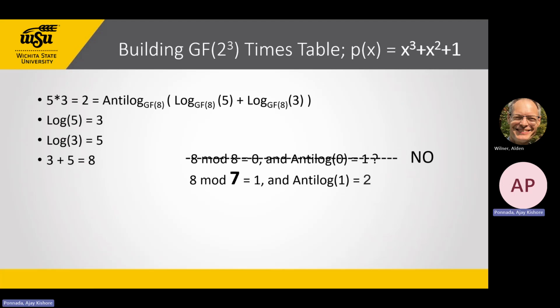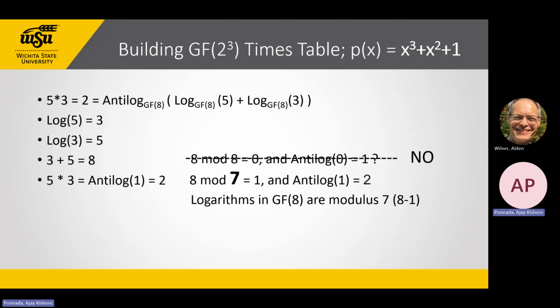We are doing it with 7 because 8 minus 1 is 7. We are just using 7 numbers. So 8 mod 7 is 1. So antilog of 1 is 2. So logarithms in Galois field 8 are modulus 7, it's 8 minus 1. If it exceeds 7, we'll just mod it with 7 and cut it off to the numbers, and then multiply that in the next iteration. So 5 times 3, antilog of 1 is 2. Therefore 5 times 3 is 2.